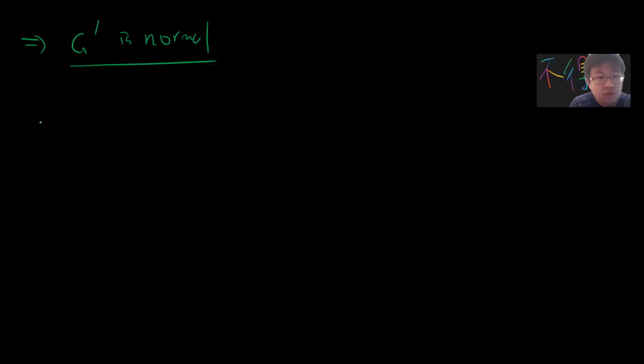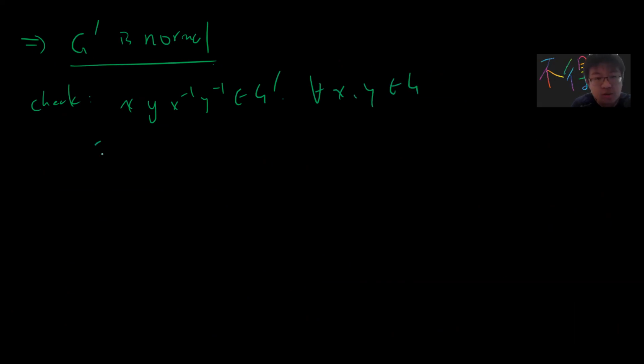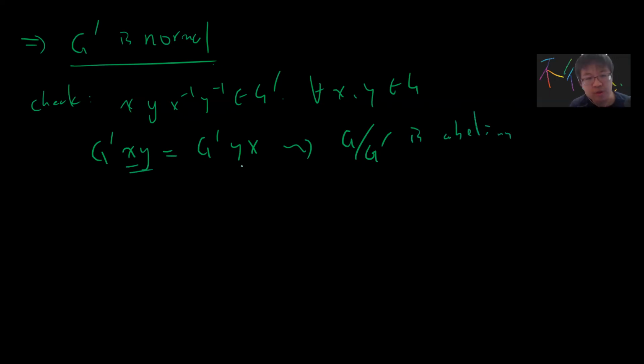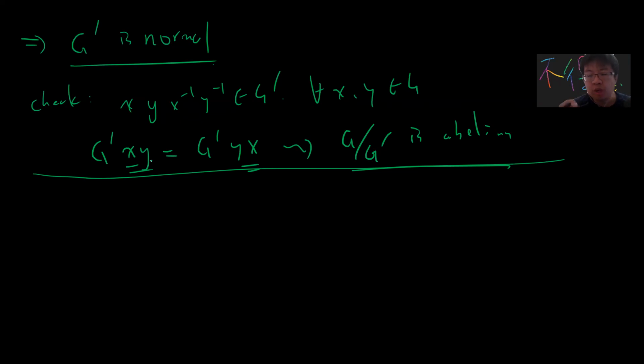Okay, so now let's prove another part. Let's consider that x y x inverse y inverse belongs to G prime for every x, y belonging to G. This tells you that G prime x y equals G prime y x, and the quotient G quotient G prime is abelian. Okay, this is the definition, right? Because any x y and y x commute modulo G prime. So this tells you that G quotient G prime is abelian.